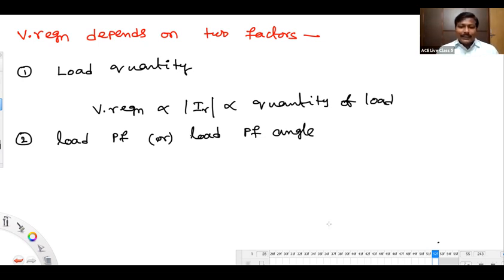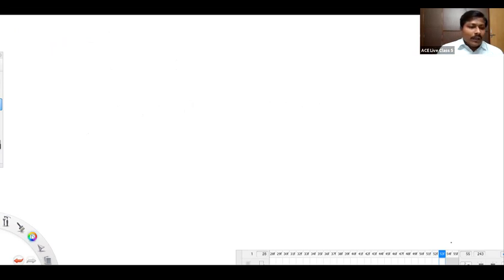So let me discuss a bit of detail about these things. First one, I will say voltage regulation versus load quantity. Next one, voltage regulation versus power factor angle. These two things we will discuss, and we will close this so-called short transmission line study by discussing some small problems. Yeah, let's say in the next slide. Voltage regulation versus load quantity.